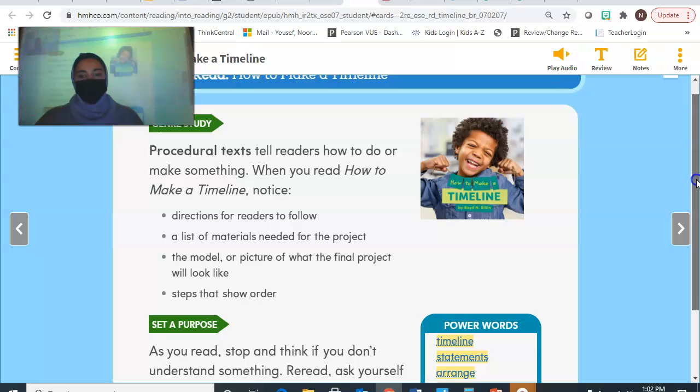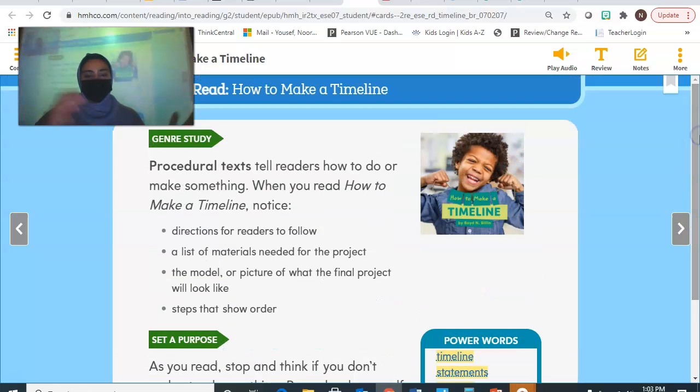We already read the story, How to Make a Timeline, but for some reason, a lot of people haven't watched it or haven't followed along or are just very confused about how to make a timeline. So I thought today I would get on and we just quickly review important parts of the story and then we do the worksheet together again.